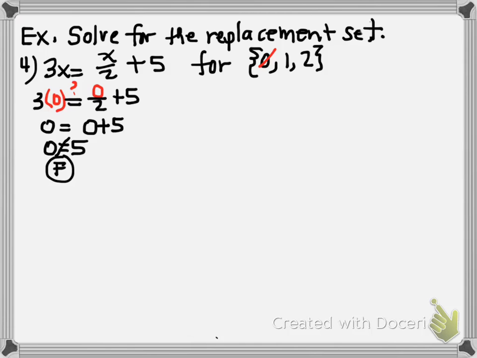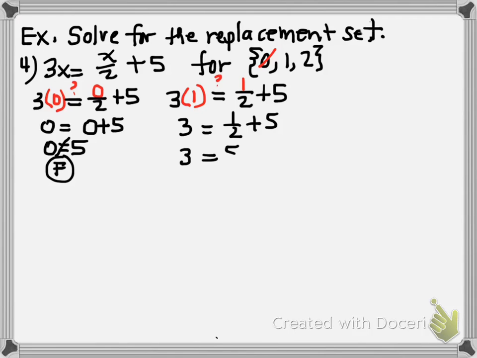So now let's try 1. Every time I see x, I'm going to substitute in 1. And again, we're questioning if what's on the left equals what's on the right. For some reason, kids like to forget the plus 5. But remember, every piece needs to be represented. So 3 times 1 is 3 equals 1/2 plus 5. So I get 3 and 5.5. Well, they're not equal, so that one's false.